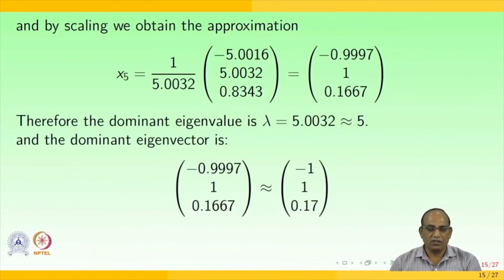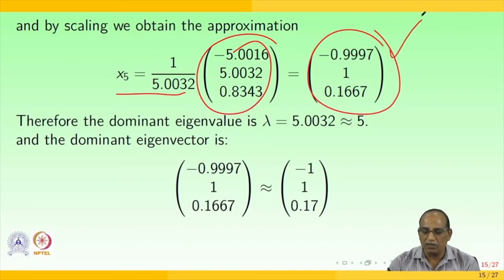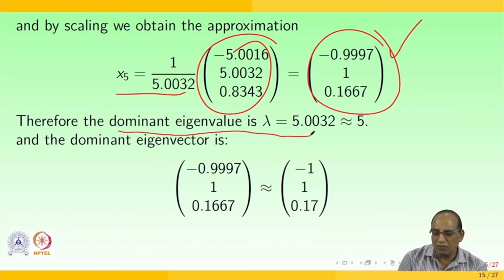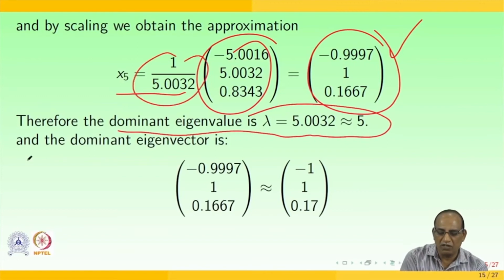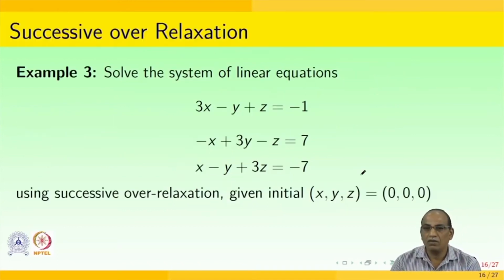So ultimately you will end up with this value after 4 iterations, right? And the approximate value x5 is 1.50032. So when you divide with this column vector, ultimately you will end up with this value: minus of 0.9997 and 1 and 0.1667. Therefore, the dominant eigenvalue lambda is equal to 5.00, that is approximately 5, and the eigenvector corresponding to this is approximately minus 1, 1 and 0.17. So like that we can continue for several iterations. So definitely you will be getting a much closer, best approximation.